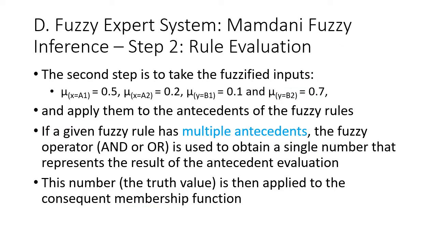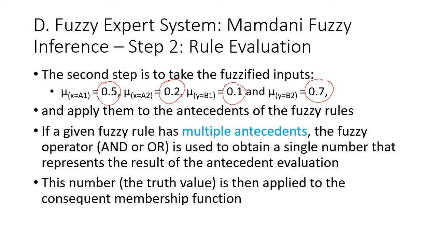The second step in Mamdani fuzzy inference is rule evaluation. What we need to do is take the fuzzified inputs from step 1, which in this particular case are that x has the membership degree of 0.5 of set A1 and 0.2 of set A2, while y has 0.1 the membership degree of set B1 and 0.7 of set B2, and we need to apply them to the antecedents of the fuzzy rules.